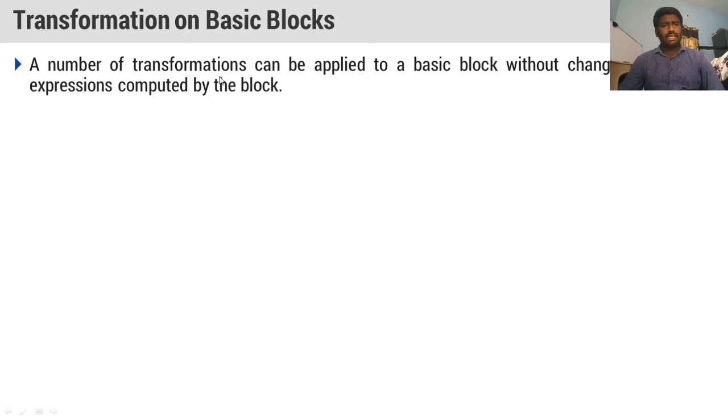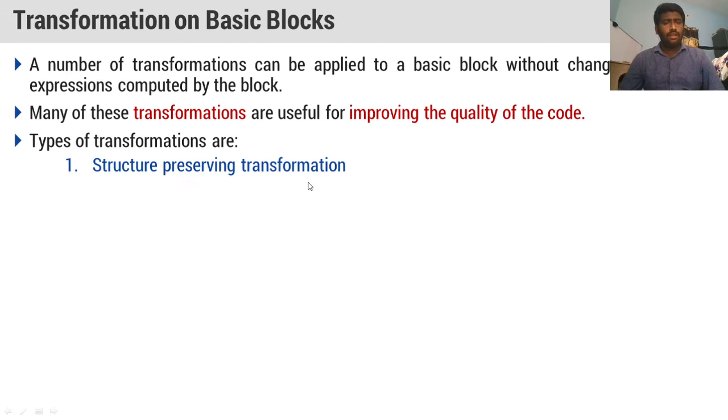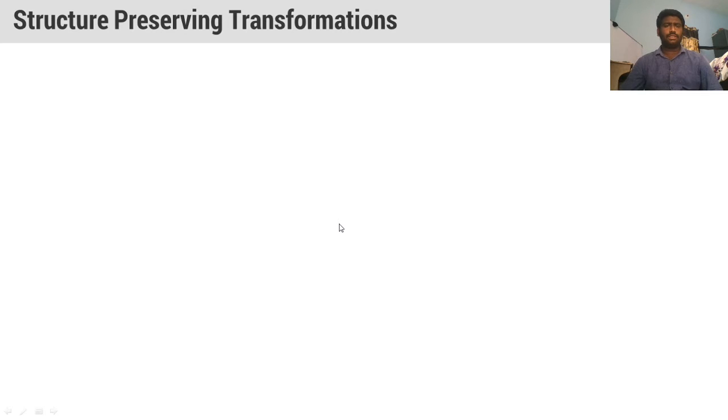So now here we will see how transformations can be applied to a basic block without changing the set of expressions computed by the block. And what is the use of these transformations? They are useful for improving the quality of the code. The types of transformations are structure preserving transformations and algebraic transformations. So let us see what structure preserving transformations are.